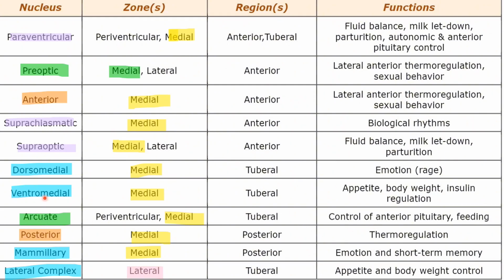Then in the blue color, the dorsomedial nucleus, the ventromedial nucleus, the lateral complex, the mammillary body, and also the arcuate itself, which has a stimulatory effect on these nuclei. These are all the nuclei which are affecting the feeding mechanism. Some are related with satiety and others are related with appetite and hunger. So these are the different nuclear groups.